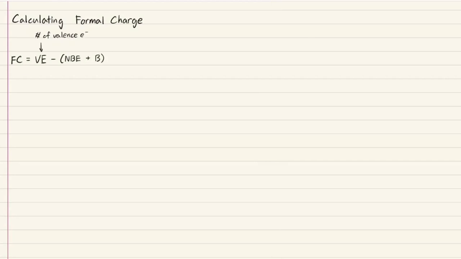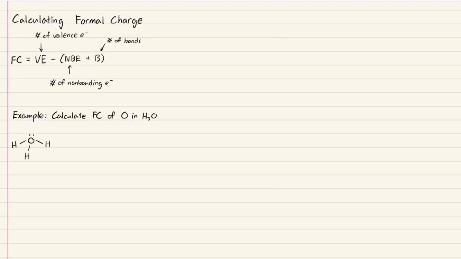We can calculate an atom's formal charge using the formula Fc equals Ve minus Nbe plus B. In this equation, Ve represents the number of valence electrons the neutral atom has. From this number, we subtract the sum of the atom's non-bonding electrons, Nbe, and the number of bonds, B, the atom has. For example, we can use this equation to calculate the formal charge of the oxygen in hydronium, H3O+.